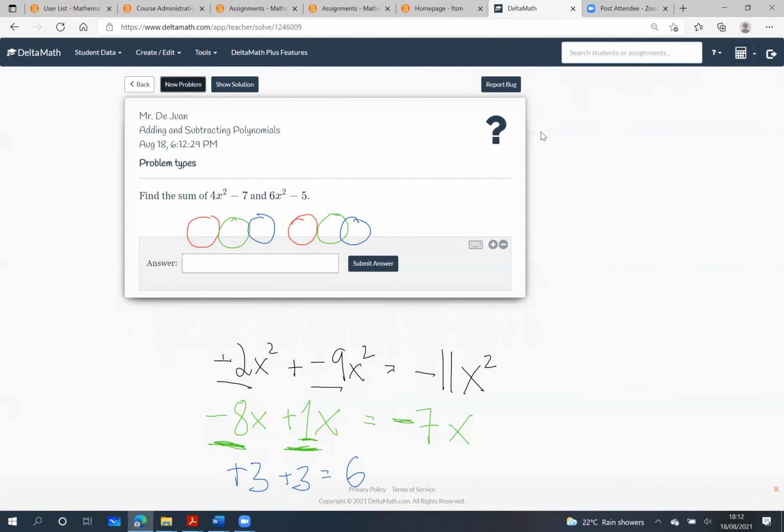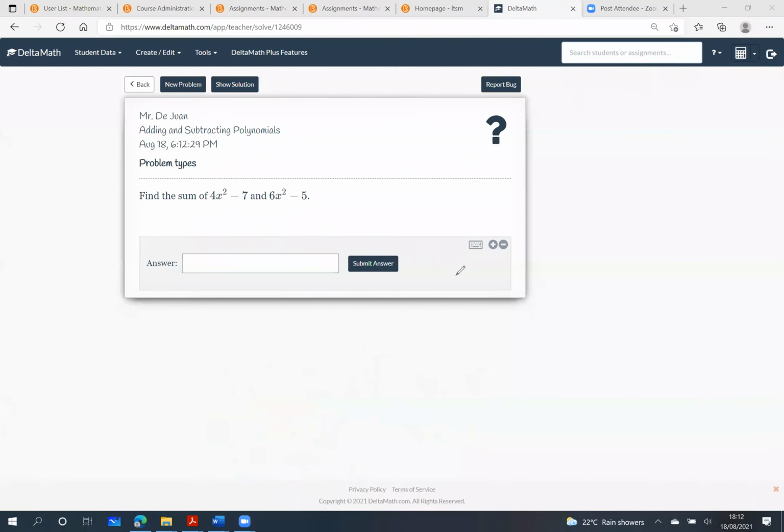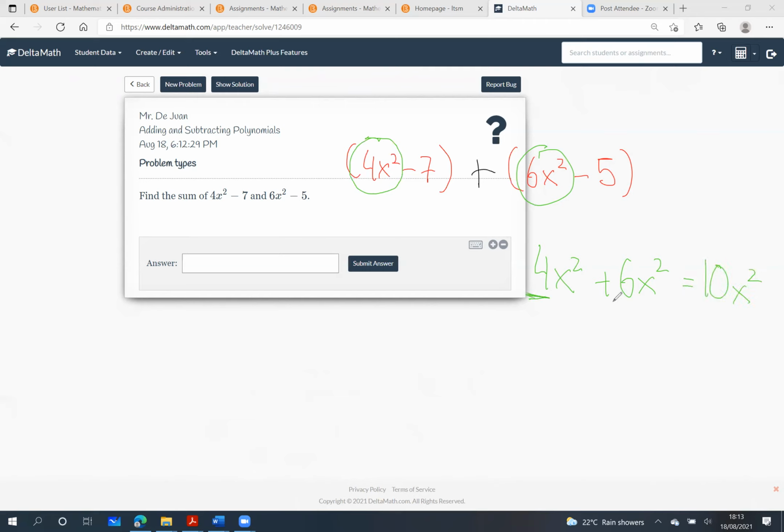Let's check out a new problem and let me erase what we have. Now, sometimes they're going to ask you, what's the sum of these two? Meaning, algebraically, 4x squared plus 7 is one term. We're going to add it to 6x squared minus 5, the second term. When we're adding these two, we can circle the colors that we like. I'm going to go with green and green. So 4x squared plus 6x squared gives me 10x squared, because I'm only changing the coefficient.